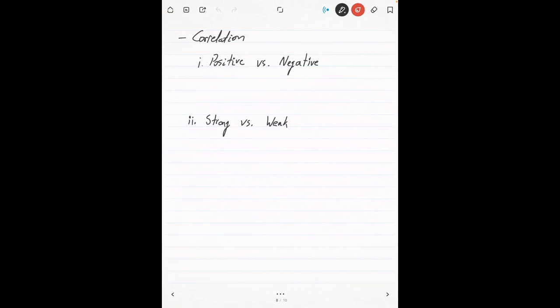So there's a couple things that we need to talk about when we talk about correlation. When we talk about correlation, we're talking about the relationship between the variables.